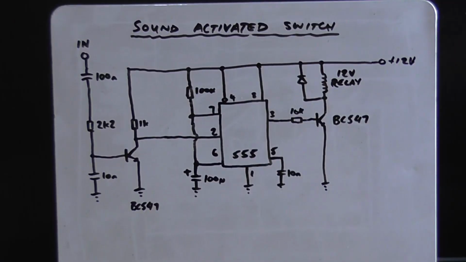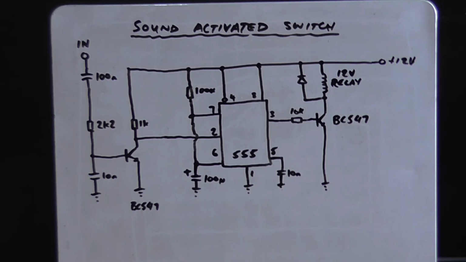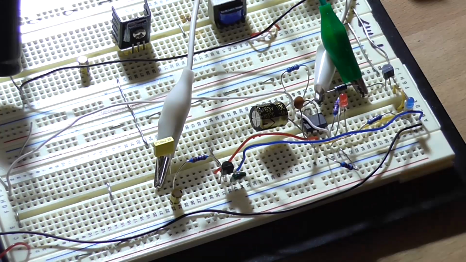So next it's to build this input transistor stage and connect it to pin 2 and see if, by pumping in an audio signal at the input here, it trips the relay to turn on. Alright, that transistor stage is built.